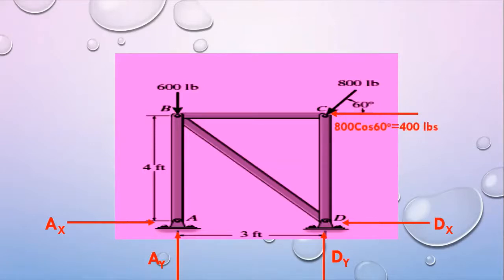So how will it be resolved? 800 cos 60 degree is equal to 400 pounds. You have to calculate it. 800 pounds multiplied by sine 60 degree comes out to be 692.82 pounds. So I have calculated all these values, and now I am going to solve this numerical. And how can I solve it?